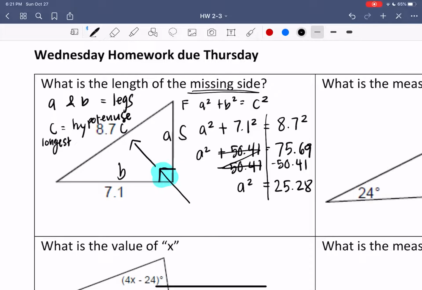But you're not done, because look here, we're looking for just A. We're not looking for A squared. So in order to find A, we're going to have to do the inverse operation. The inverse of squared equals the square root. So you'll be able to find A by taking the square root of both sides.